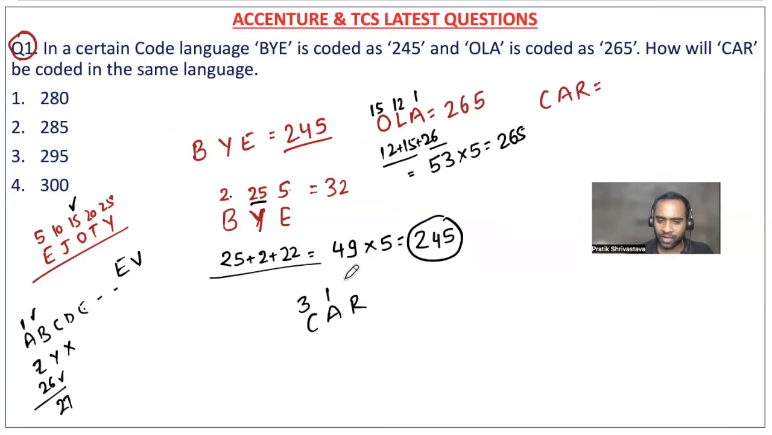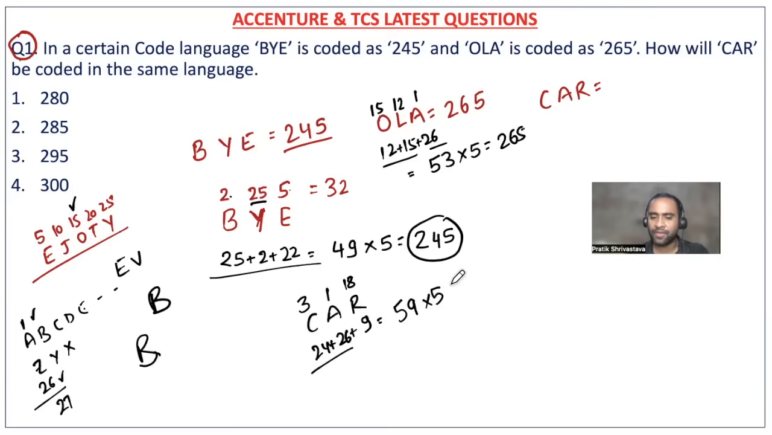C is 3, A is 1, R is 18. If you write R like this and close it, it becomes 9, so the opposite of C will be 24, the opposite of A will be 26, and 18 plus 9 will be 27. Then you add everything: 24 plus 26 is 50, plus 9 is 59. 59 into 5: 60 into 5 is 300, subtract 5 from 300, it will be 295. Option 3 will be the correct answer for this particular problem. That's all. We are done.